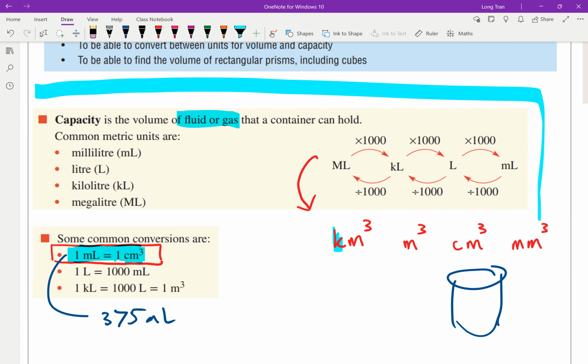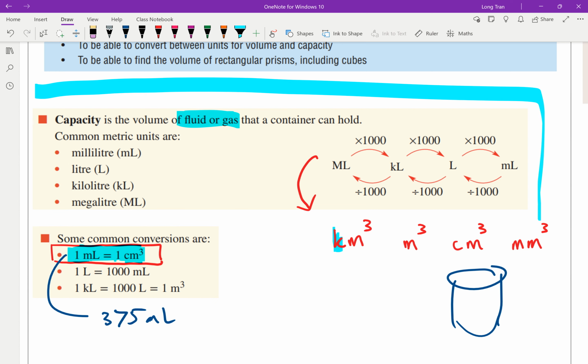The first one, 1 mil is equivalent to 1 cubic centimeter, is very special. You can visualize that. 1 mil in a measuring cup, you can fill up one of those cubes that you used to have in primary school. That's how much water it can take.